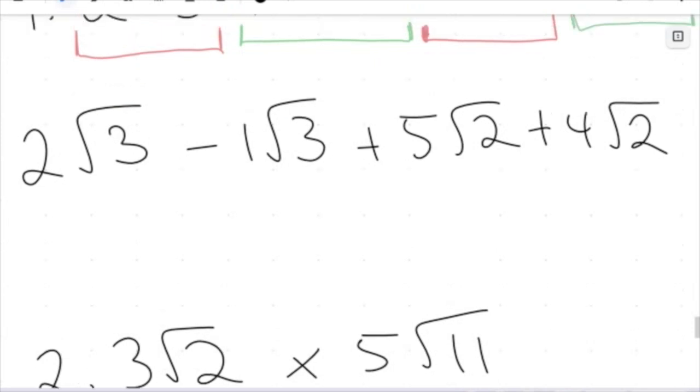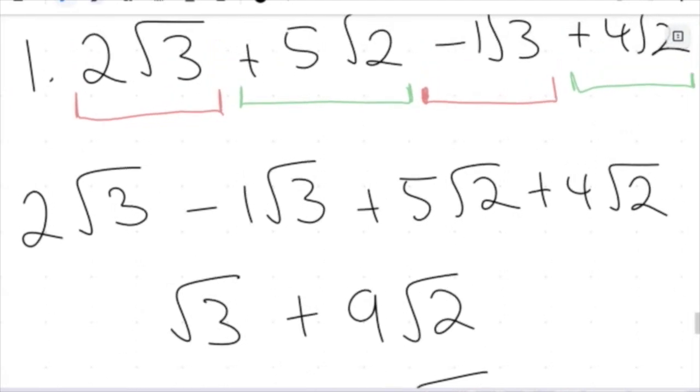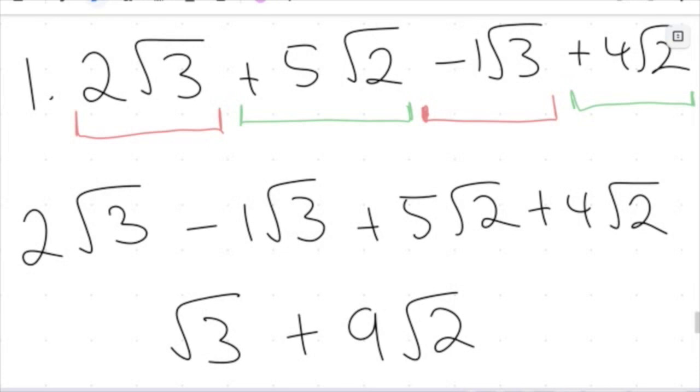Okay, now all I have to do is treat this like I would algebra. So 2 lots of root 3 minus 1 lot of root 3 just gives us 1 lot of root 3, or I can just write this as root 3. And then 5 lots of root 2 plus 4 lots of root 2 gives me 9 lots of root 2. Because these are not like surds, we've simplified as far as we possibly can. We have to leave it here. So that's how you can work through a slightly trickier and maybe busier addition and subtraction question with regards to surds.